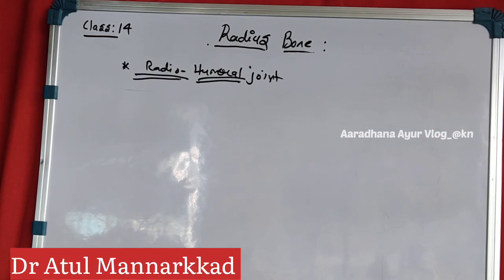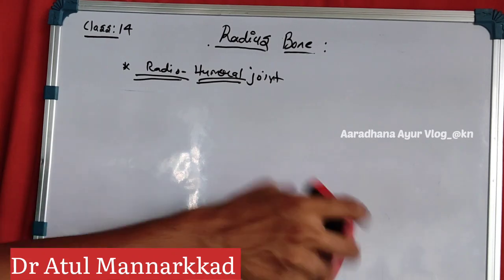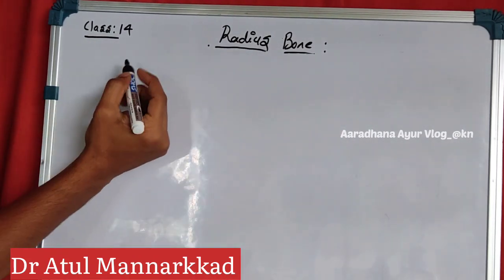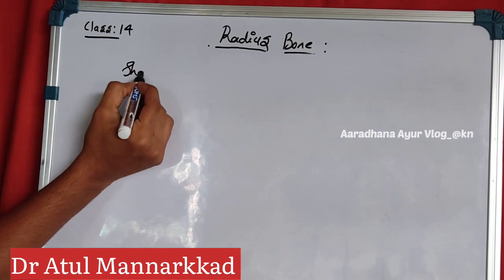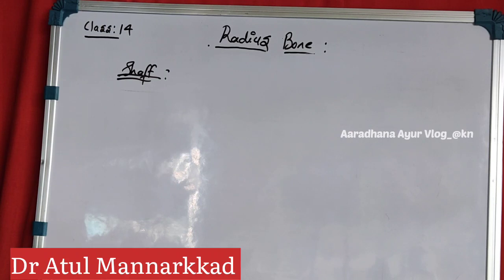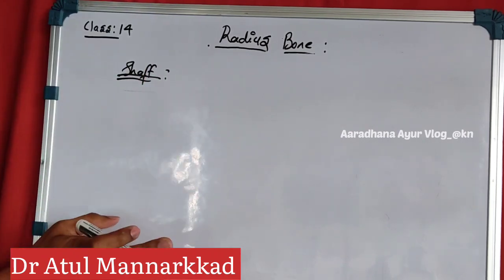Next, let's discuss the next part. That is the upper end is over. Next we will discuss the shaft portion. Here not that many surfaces are coming. The shaft is the middle part of the radius: upper end, then shaft, then lower end. So we are discussing the shaft right now.